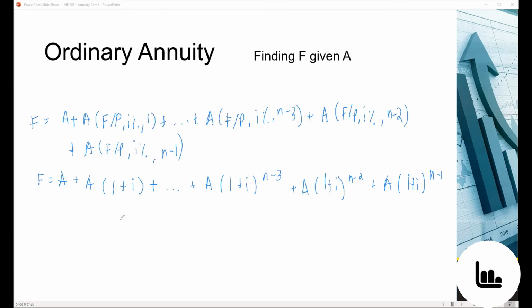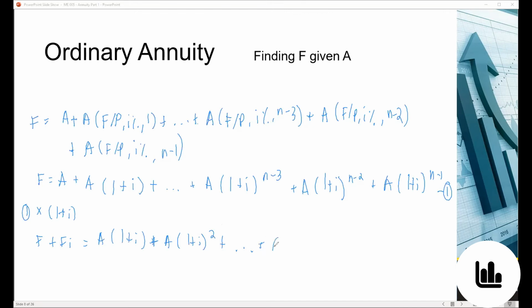Okay? So, ganun ulit. We multiply this. Let's say this is equation 1. Equation 1 multiplied by 1 plus i gives us F plus Fi. Tapos si A magiging A times (1 plus i), plus itong si A(1 plus i), edi magiging A(1 plus i) squared, kasi minultiply natin ng 1 plus i pa, no?